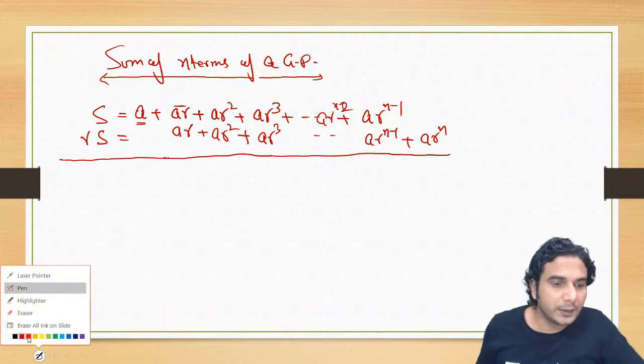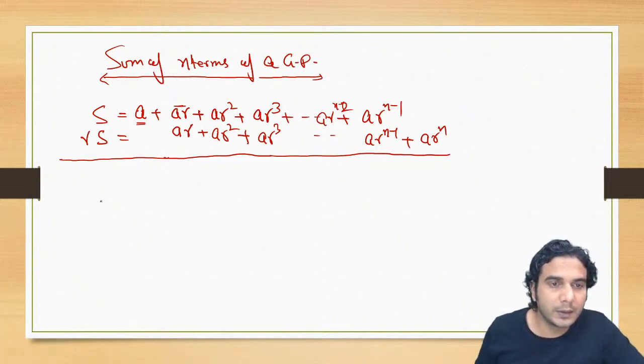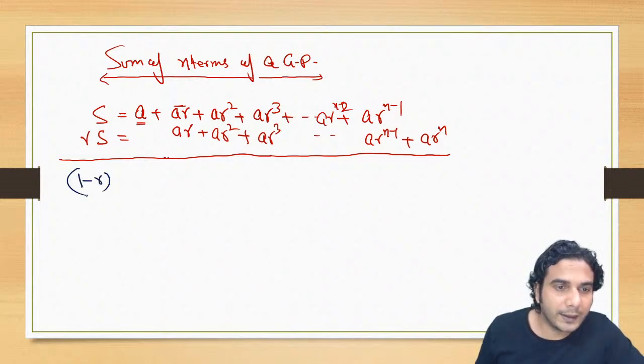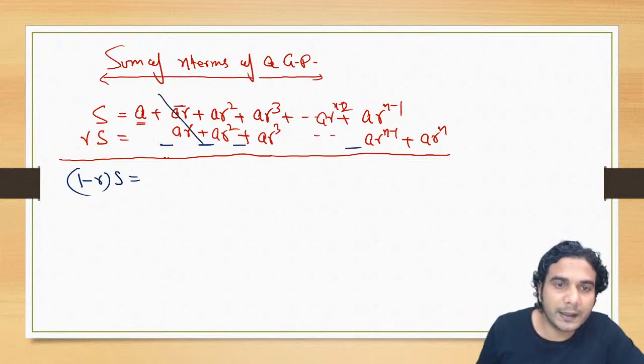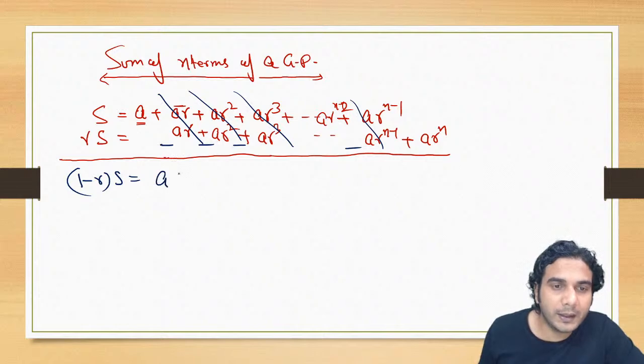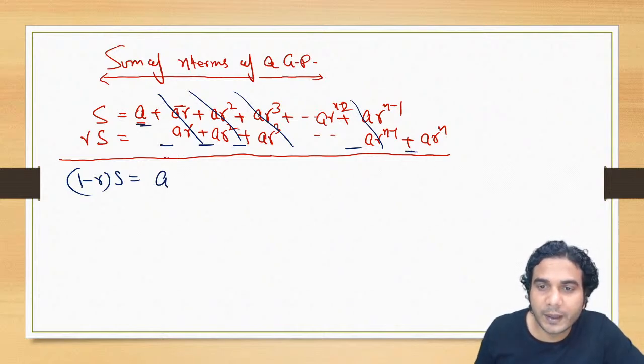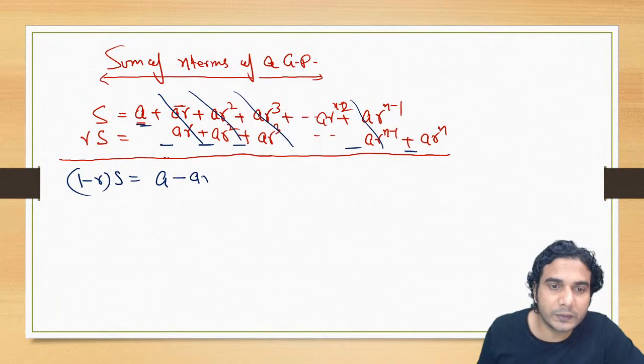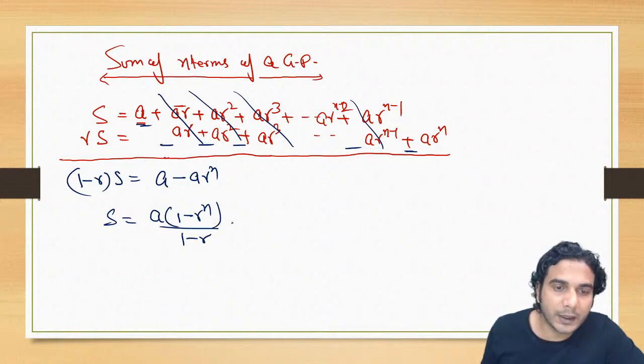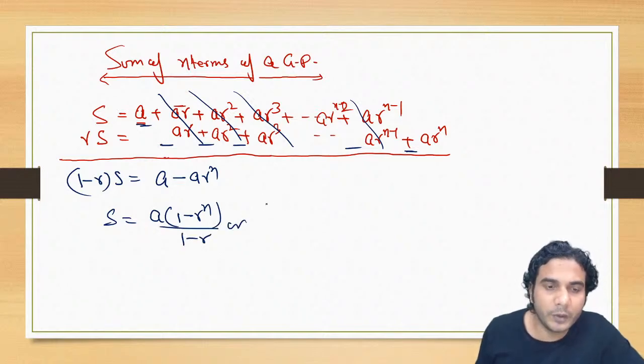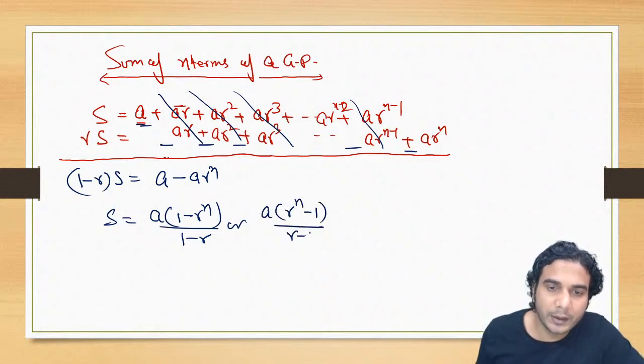After subtracting, what will you get? You are going to get the formula. This is 1 minus r into S is equal to, if you subtract, all these terms will get cancelled, right? And you'll get a, the first term, and this term with a minus sign because you are subtracting this series: ar raised to n. So S is going to be a into 1 minus r raised to n upon 1 minus r, or you can take minus common from numerator and denominator, so you can write a into r raised to n minus 1 upon r minus 1.